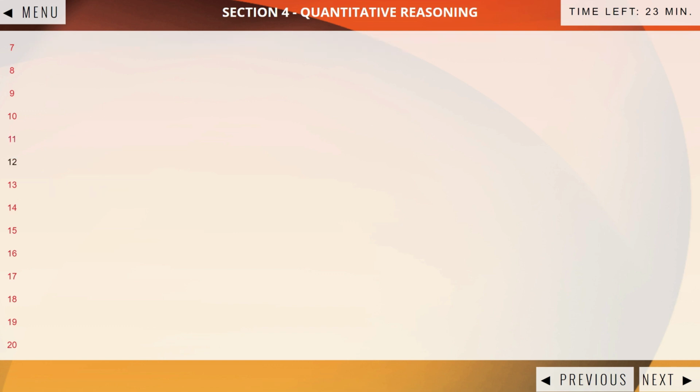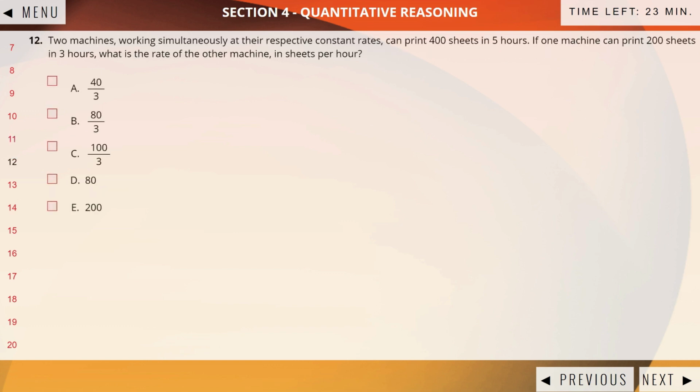That's really shoddy. Anyway, two machines working simultaneously at their respective rates can print 400 sheets in 5 hours. If one machine can print 200 sheets in 3 hours, what is the rate of the other machine in sheets per hour? Okay, so many different ways of working this out actually.